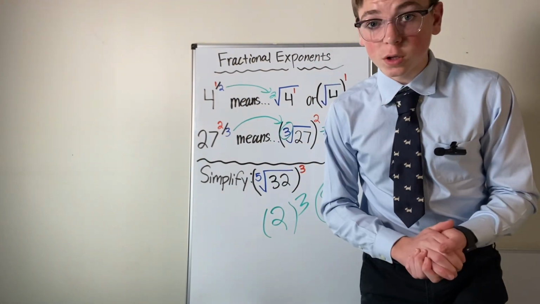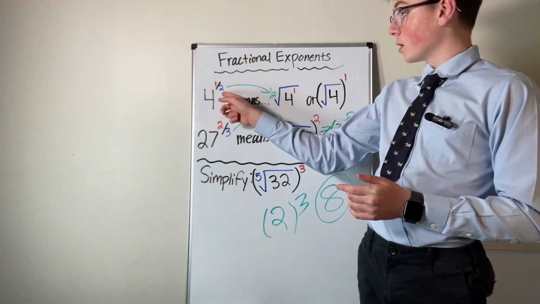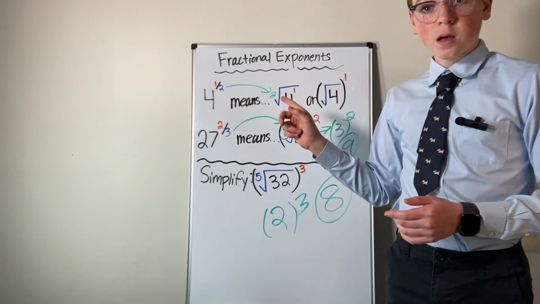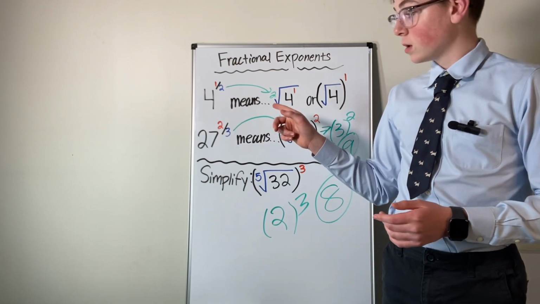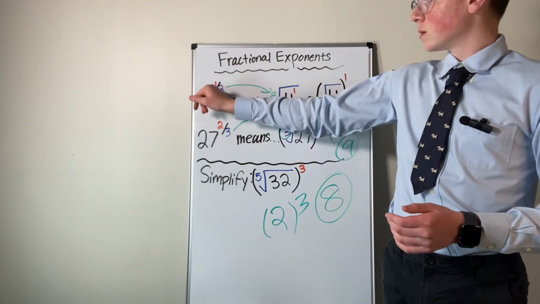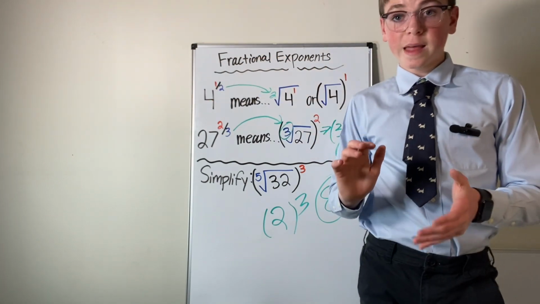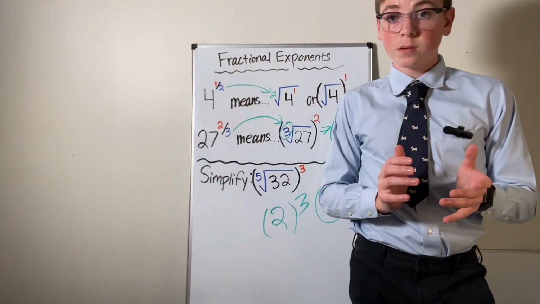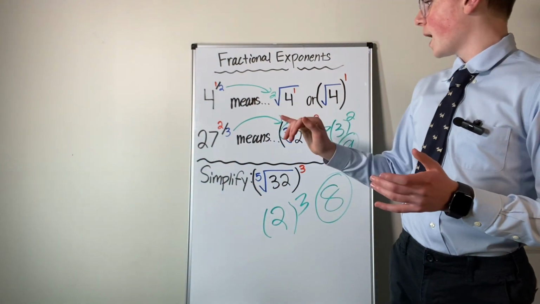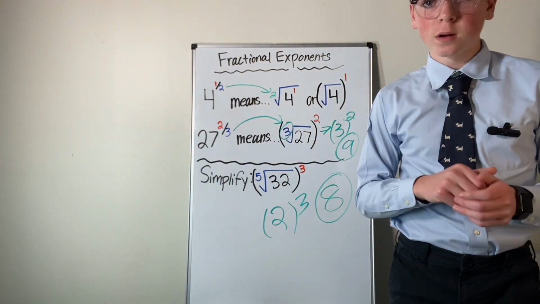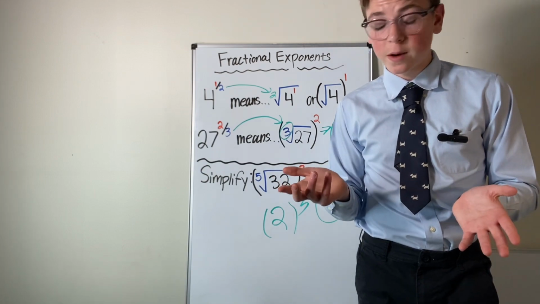But when you have a fractional exponent, this denominator is the base of the radical, and then this numerator is the exponent that quantity is raised to. So when it's 4 to the 1/2, it's really the square root of 4 quantity to the first power.